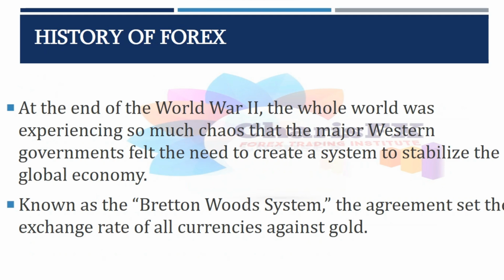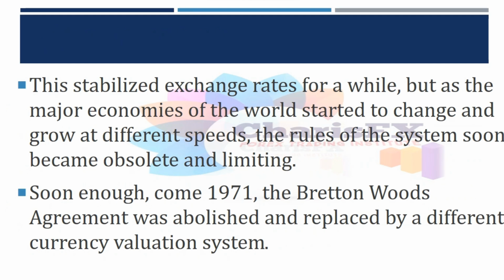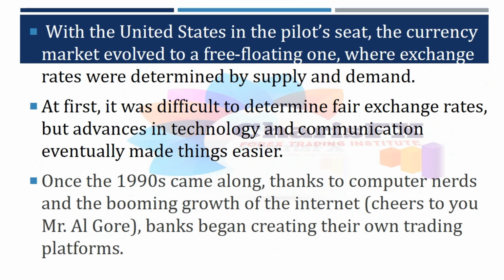Now, this agreement stabilized exchange rates for a while, but as the major economies of the world started to change and grow at different speed, the rules of the system soon became obsolete and limiting. Soon enough, in 1971, the Bretton Woods Agreement was abolished and replaced by a different currency valuation system. With the United States in the pilot seat, the currency market evolved to a free-floating one where exchange rates were determined by supply and demand. Yes, it's the normal law of supply and demand that you know. At first, it was difficult to determine fair exchange rates, but advances in technology and communication eventually made things easier.